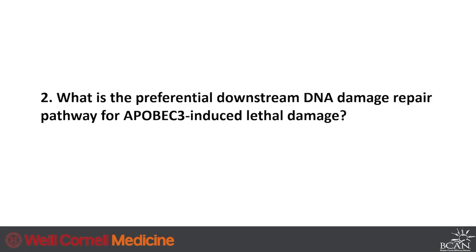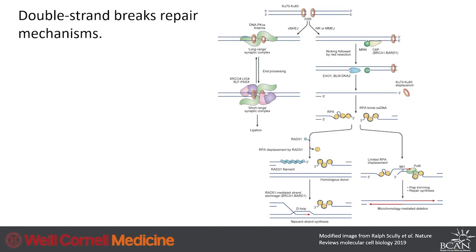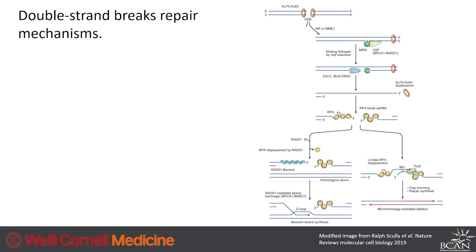So what's the preferential downstream DNA repair mechanism for these damages? Before I answer this question, we need to know that there are three major double-stranded DNA break repair mechanisms in our cells. One is called classical NHEJ, and the other two are HR repair and MMEJ repair. Since the APOBEC-induced double-stranded DNA breaks happen in the replication phase, we focus on HR and MMEJ repair because these two mechanisms are predominant in this phase in response to double-stranded DNA breaks.